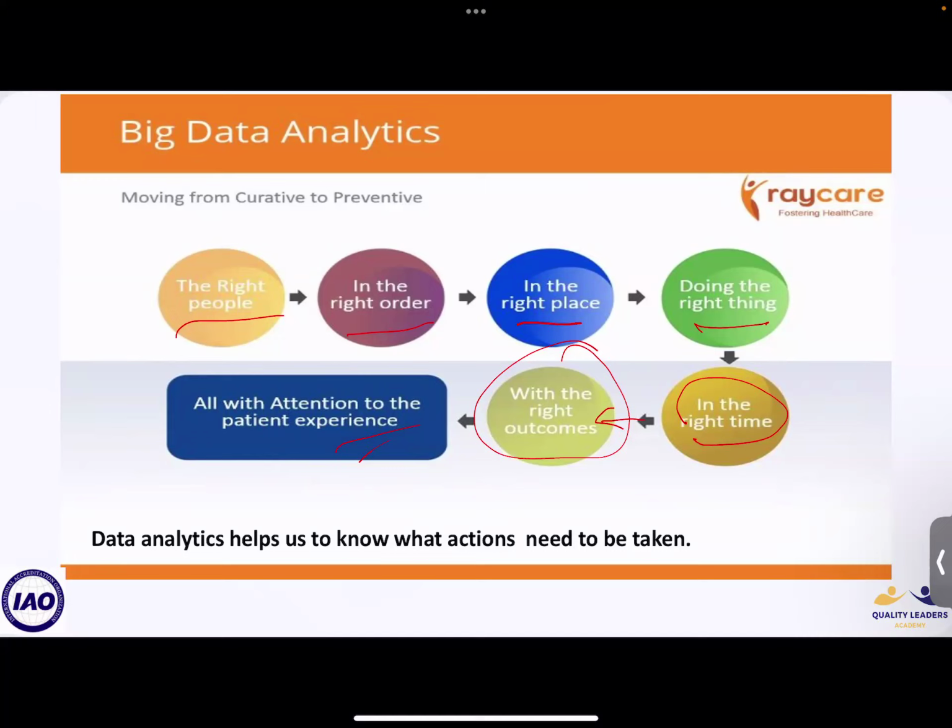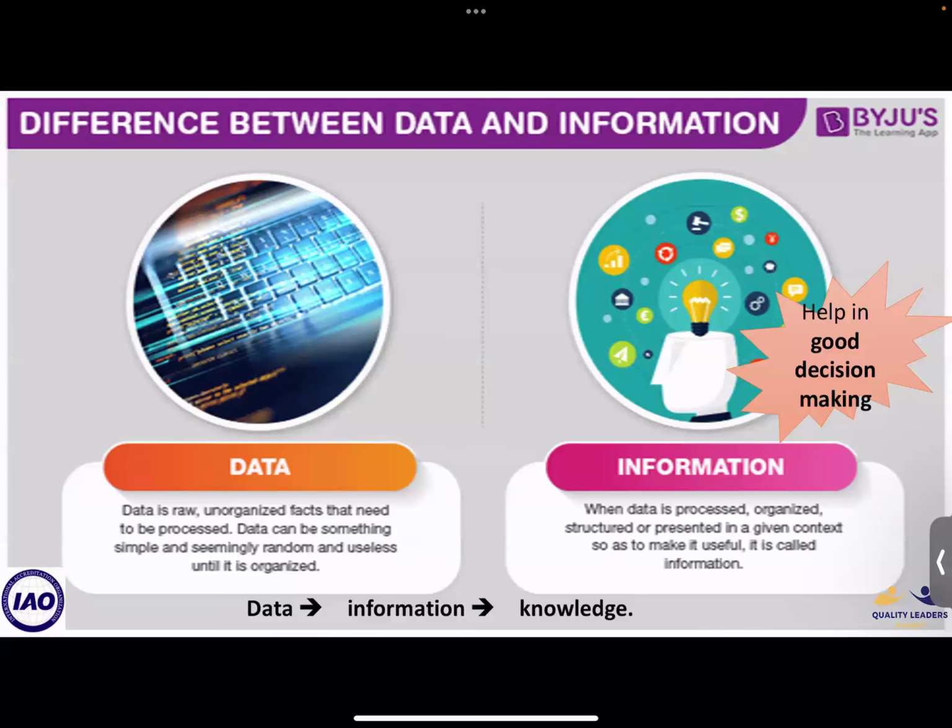So, what does data analytics even mean? Let's talk about it. When I say information management, it means that I equate data and information as one thing. What is the difference between these two? Data is raw and unorganized facts that need to be processed. It is facts, but these are unorganized facts.